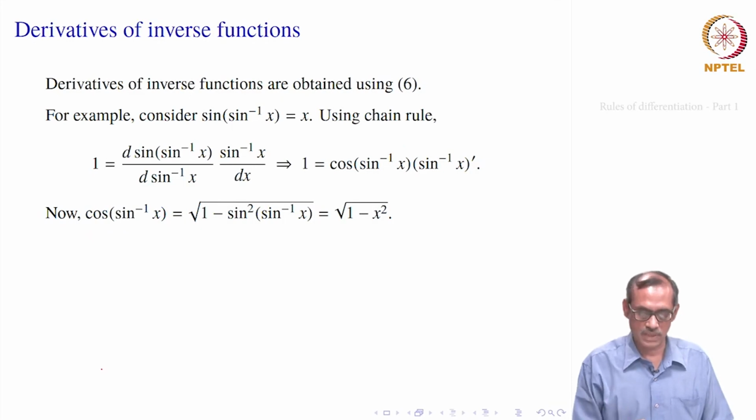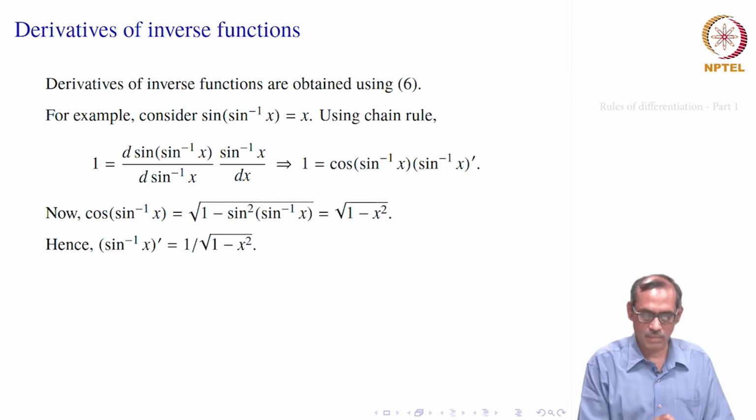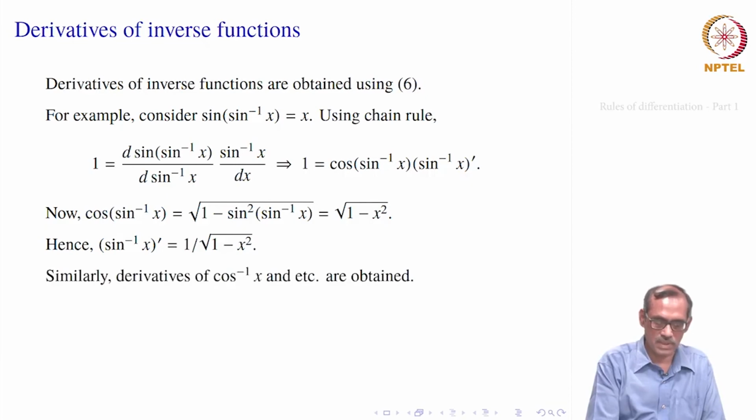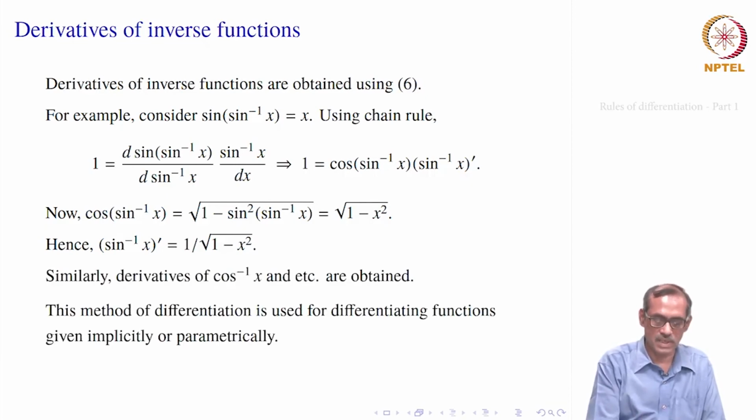Now, what is cos of sin inverse x? Now, we can write cos of sin inverse x, imagine sin inverse x as t. So, square root of 1 minus sin square t, that is cos t, and sin of sin inverse x, which is x. So, its square is x square. So, cos of sin inverse x is square root of 1 minus x square, that is the reason we get square root of 1 minus x square, and derivative of sin inverse x will be reciprocal of that. So, it is 1 divided by 1 minus x square square root. So, that is how all the inverse functions can be differentiated this way.